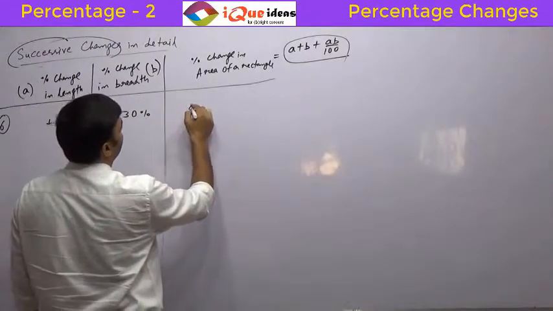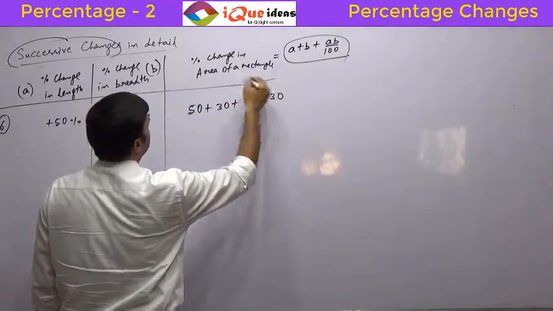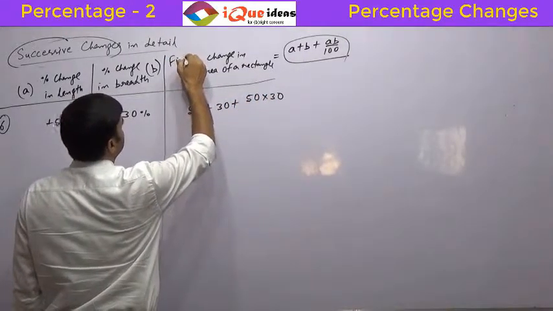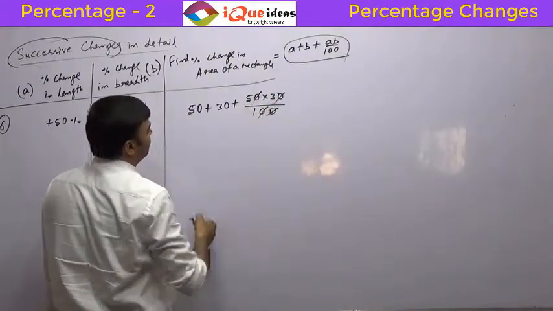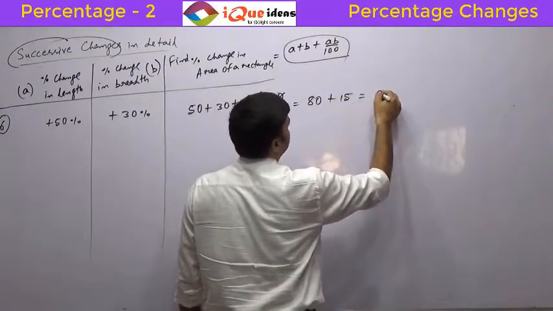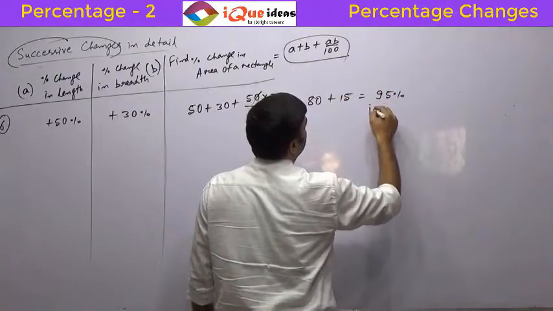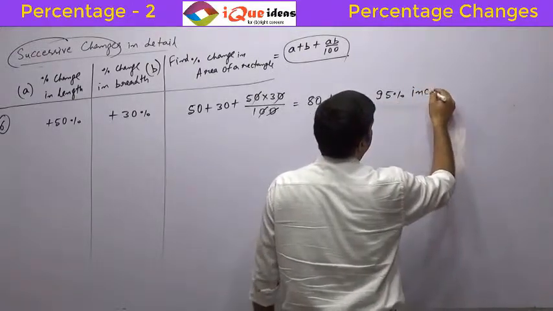So it is straight away 50 plus 30 plus 50 into 30, divided by 100. So 0 and 0 are cancelled. 5 into 3 is 15. 50 plus 30 is 80, plus 15, that is 95%. So the area increases. 95% increase in area.